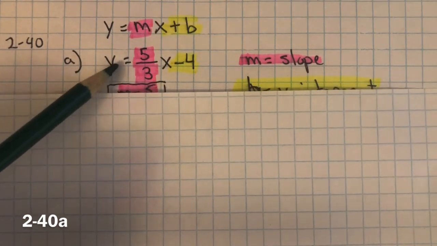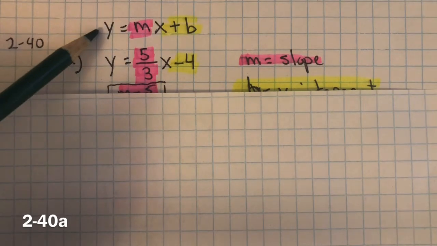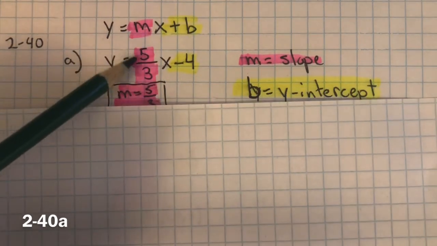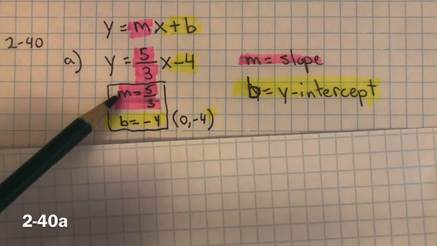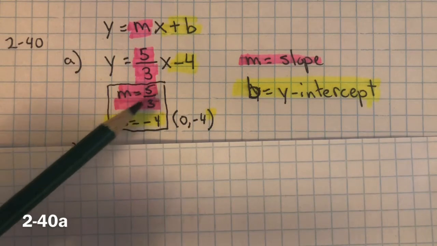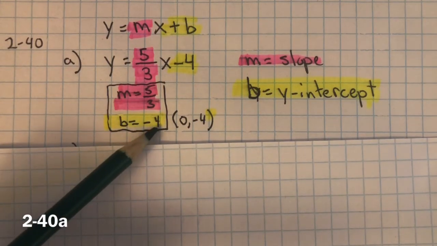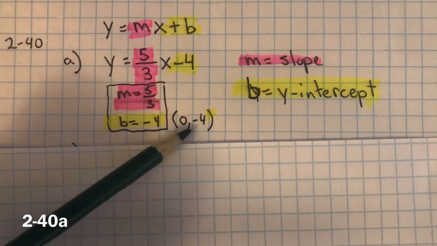So here we have y equals 5/3 x minus 4. In slope-intercept form, you have y equals mx plus b. M is the slope, b is the y-intercept. So the slope for this equation is 5/3. The y-intercept is -4, or as an ordered pair, (0, -4).